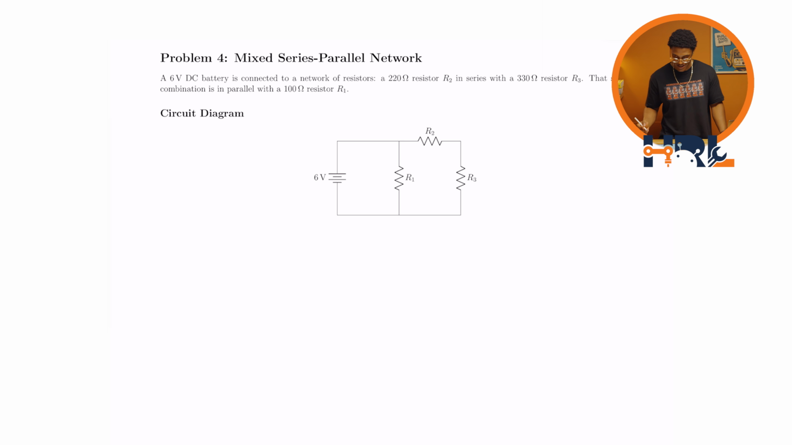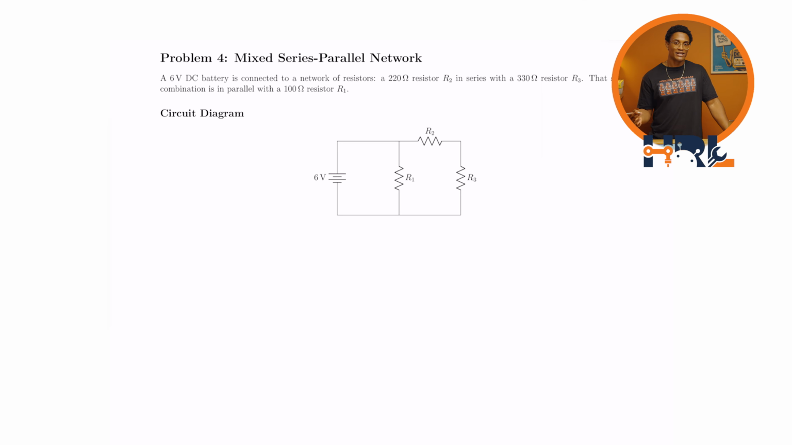Here's another mixed series parallel network combination circuit. This problem says a 6-volt DC battery is connected to a network of resistors. A 220 ohm resistor R2 is in series with a 330 ohm resistor R3. That series combination is in parallel with a 100 ohm resistor R1.